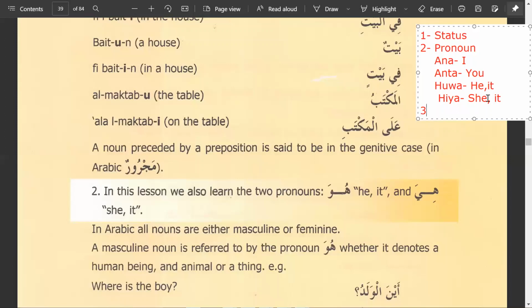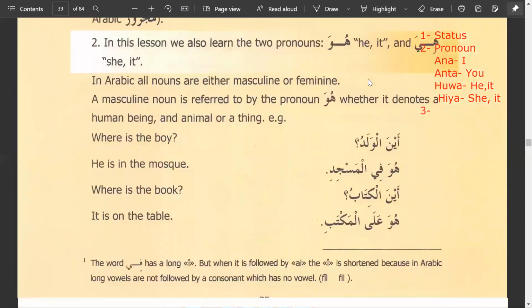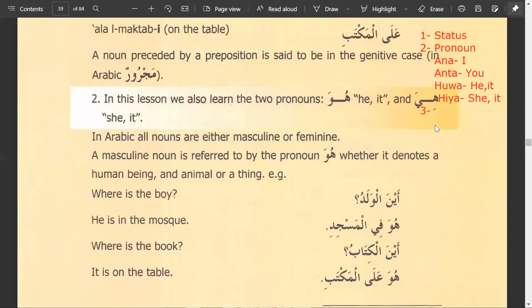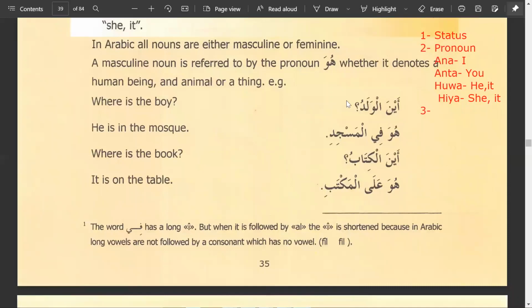Number 3. Let me scroll this down. Okay. You also learned one question word, aina, in this lesson, in this chapter, right? Yeah. And aina means? Where? Yes. So you also learned aina, which means where. Okay, let's go further.